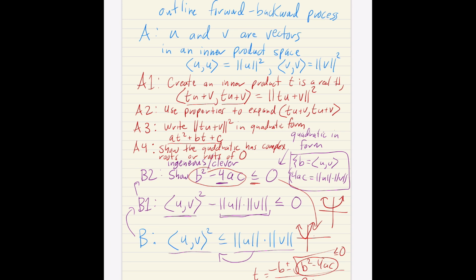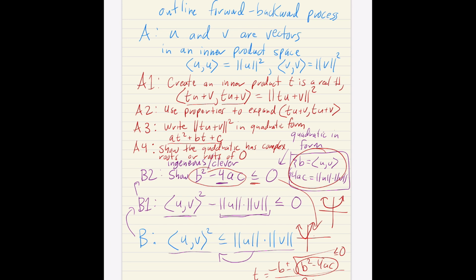So first thing we're going to do is construct an inner product, ⟨tu + v, tu + v⟩. Then we're going to use properties to expand that product, which will turn it into a quadratic expression, at² + bt + c. And we're going to have to do some substitution. If you look over here, we have to replace a, b, and c with certain numbers. We won't know what that is until we start the proof.